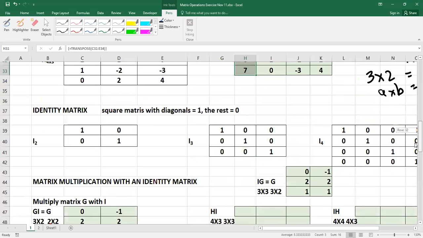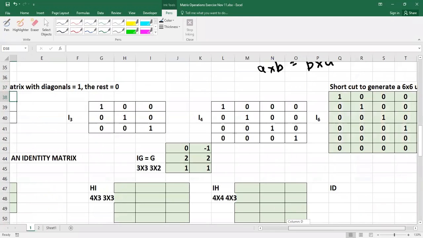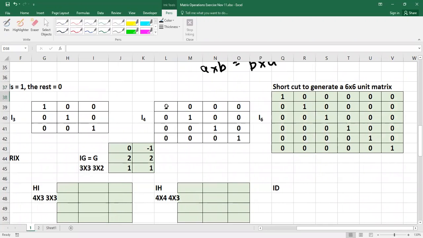We also looked at an identity matrix, which is a square matrix, meaning the rows and columns are the same, and all the diagonals are 1, and the rest are 0. So for example, this is an I3, which means we just indicate the row because an identity matrix will have the same row and column. So 1, 1, 1 will be the diagonals, and then the rest will be 0. I4, likewise, guys, notice the diagonals are 1, and then I6, the diagonals are 1.